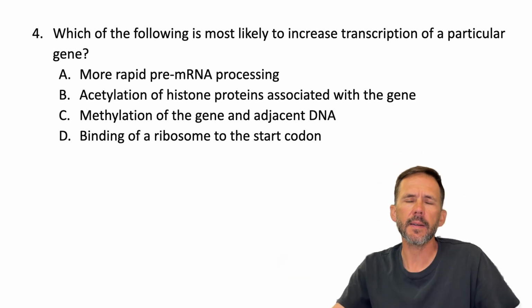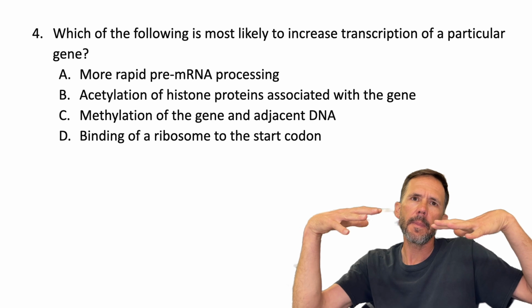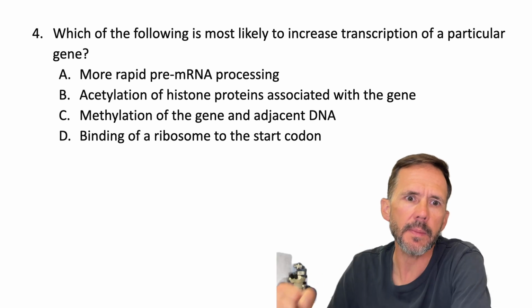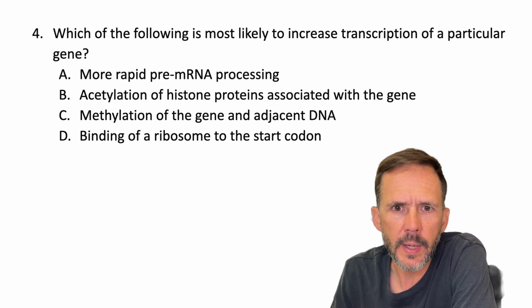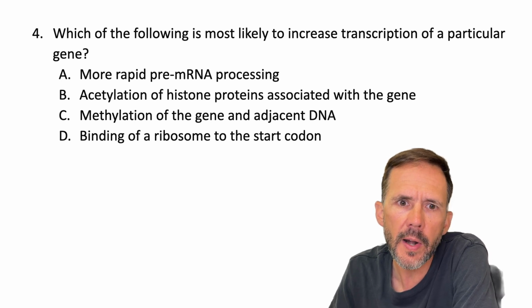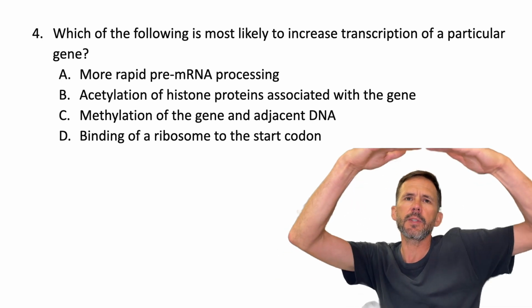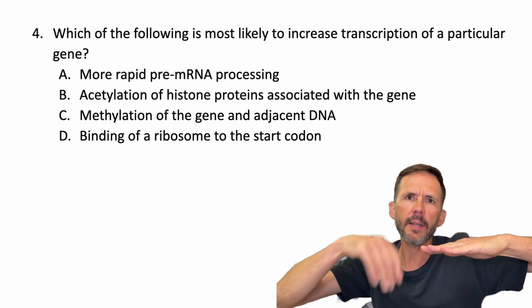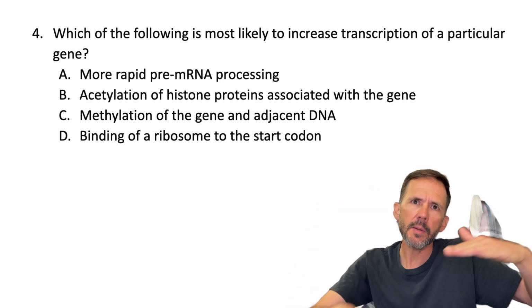Methylation does the opposite. It takes loose DNA, what we call euchromatin, and makes it more likely to condense into heterochromatin, making the genes less accessible. So it's definitely not methylation. Binding of a ribosome has to do with translation, so we're not looking at transcription here. And more rapid pre-messenger RNA processing is also after transcription. DNA gets transcribed into messenger RNA, which is what we're talking about, and then after that, you get messenger RNA processing. So that doesn't make any sense either. And then with the central dogma, it's translation to protein.